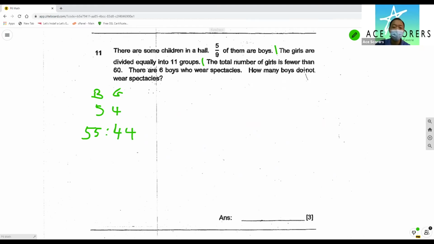So the total number of girls is fewer than 60, and there are 6 boys who wear spectacles. The total number of girls is still the same. Okay, so the number must be divisible by 11. So it's less than 60, can divide by 11. And then 6 boys who wear spectacles. What does it mean? What's it going to do this? There are 6 boys who wear spectacles.